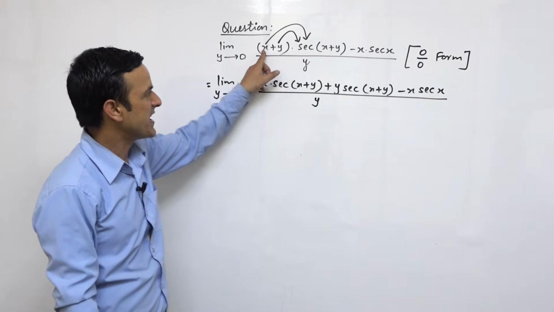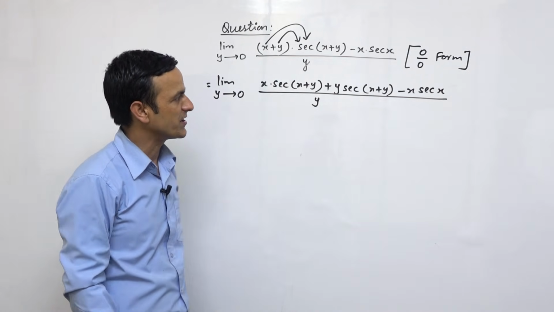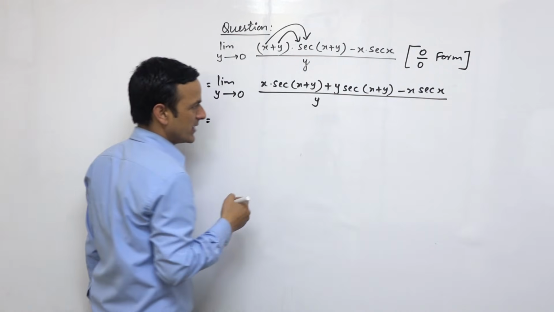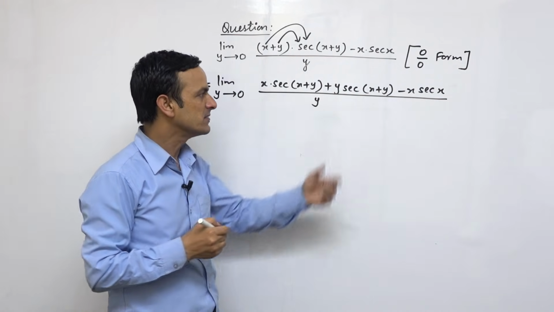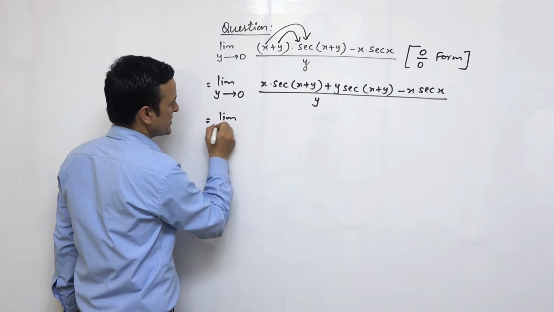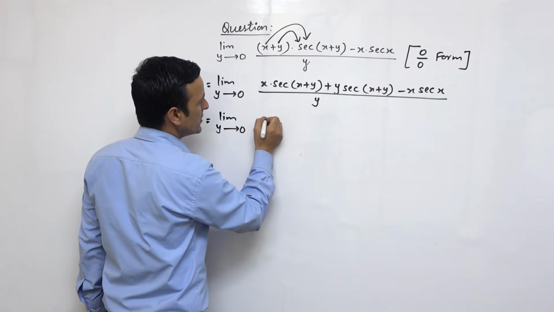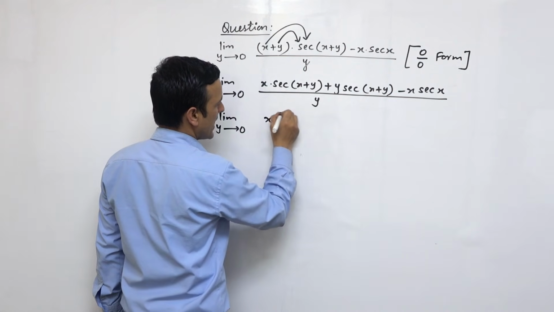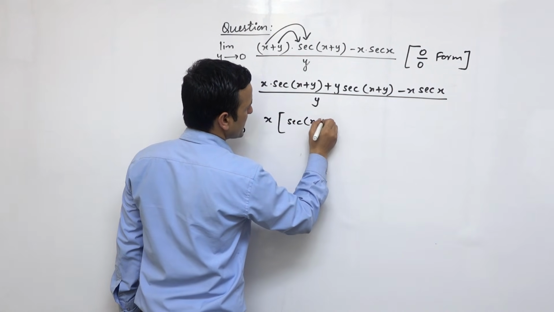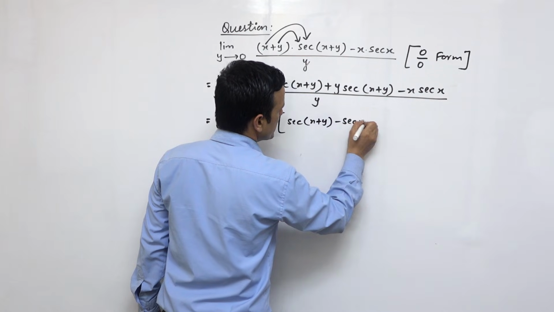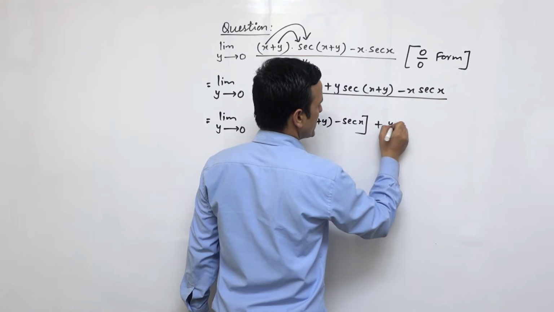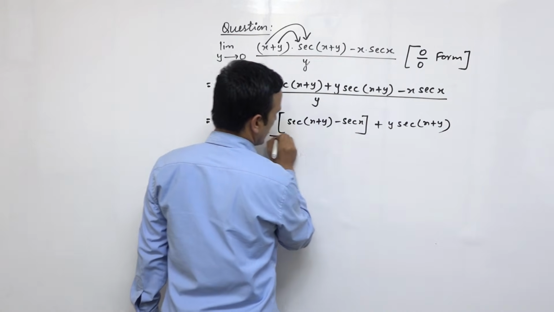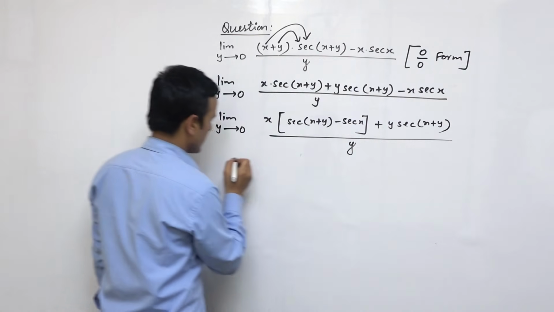यसरी मल्टिप्लाई गर्न सकिन्छ, x टाइम्स दिस y टाइम्स दिस गरेर ब्रेक डाउन गर्न सकिन्छ. अब यसको सिम्प्लिफिकेसनमा यो x र यो x लाई एकै ठाउँमा ल्याउने, so that we can take out common x. So write down limit y tends to 0. So this x and this x is taken out common and our term is sec(x+y) minus sec x, and here is y sec(x+y) and divided whole divided by y.